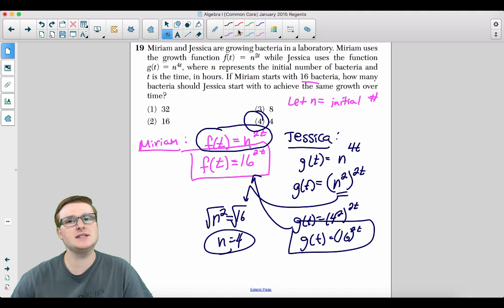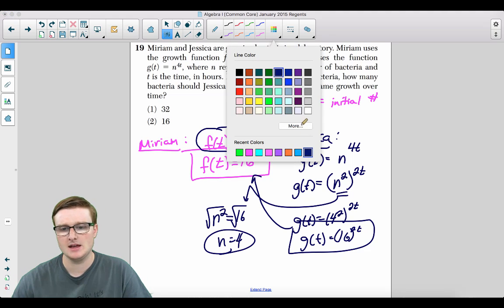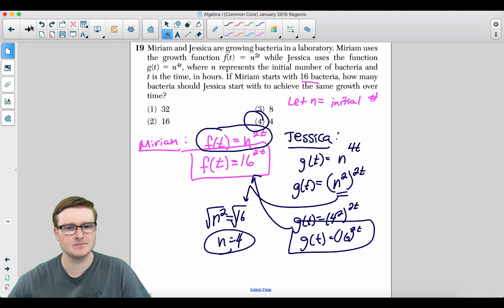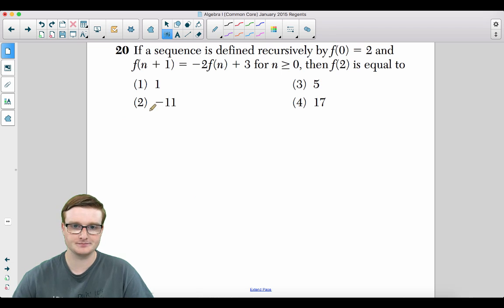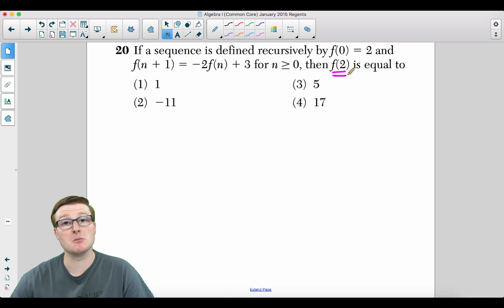All right. That was definitely a trickier question. Not going to lie. Let's go ahead and try number 20. If a sequence is defined recursively by f of 0 equals 2 and f of n plus 1 equals negative 2 f of n plus 3, for n greater than or equal to 0, then f of 2 is equal to what? So, we're going to find f of 2.